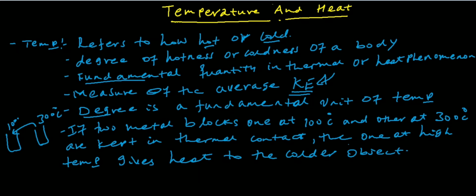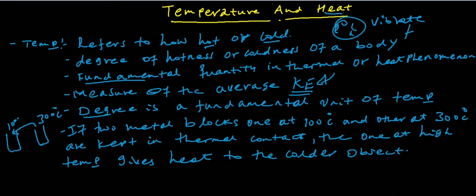We know that matter is made up of moving particles like molecules, atoms and ions. In a solid, these particles are close together, which means they only vibrate. Whereas in a fluid, that is liquids and gases, the particles can move around more freely. So temperature and heat are quite different from each other.